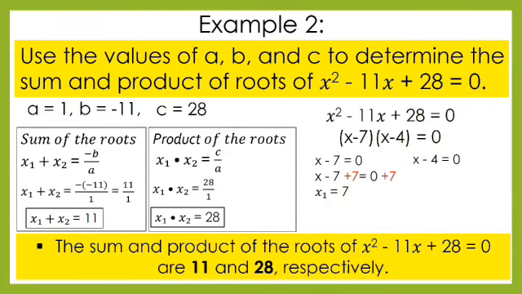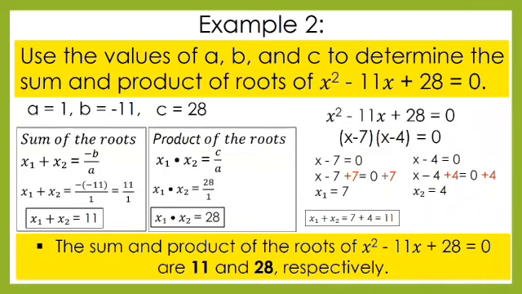Next, we equate x minus 4 to 0 and then we add 4 to both sides of the equation. Then simplify, we now have x sub 2 equals 4. This is our second root. We will now get the sum of the roots.